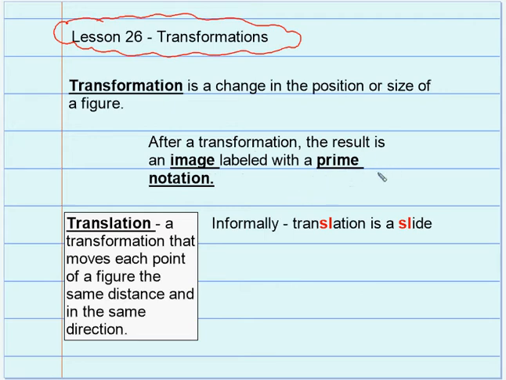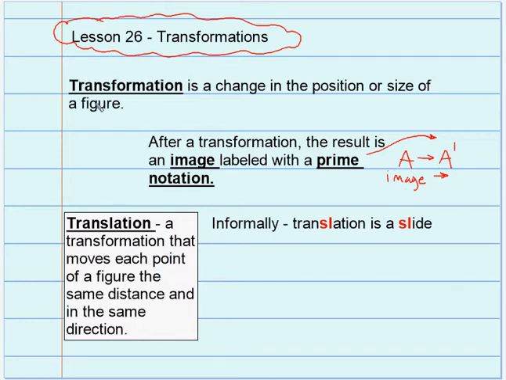But you'll see it in a couple examples. If we have a point A and then we transform it, we would then have A prime. That's prime notation right there, the little apostrophe or tick mark. So this would be the image, and this is the transformation image labeled with the prime notation.